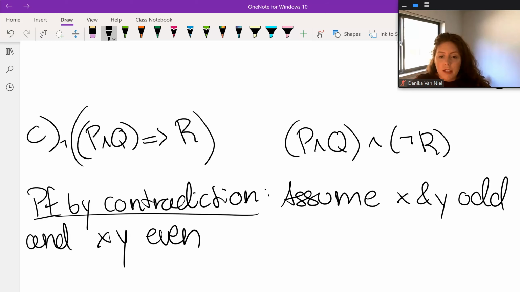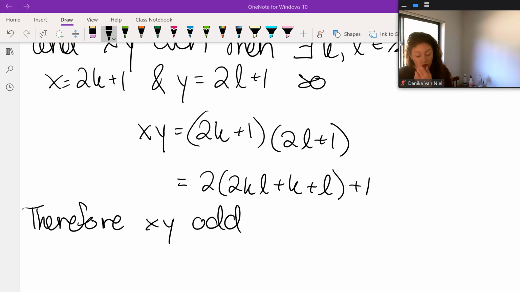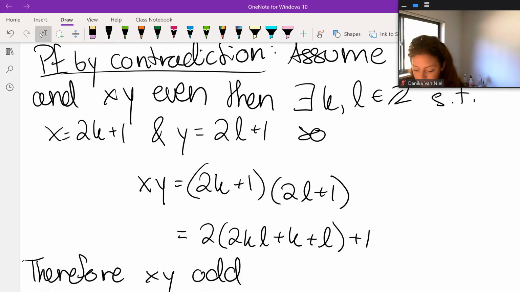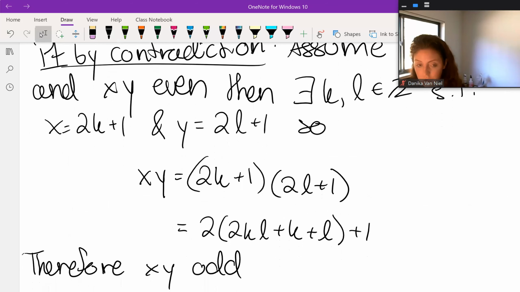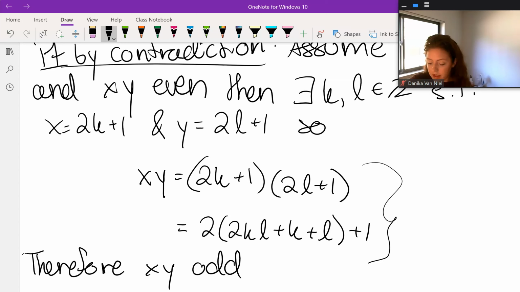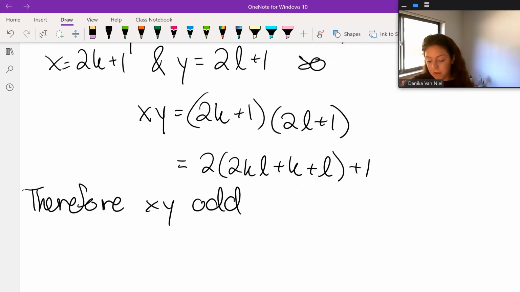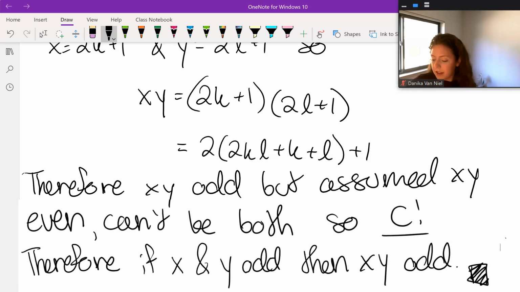Okay, so this, once again, is going to be kind of like the direct proof. Okay, so I just sped through some of it. So we're using our assumption that x and y are both odd. And so now I've shown through this that therefore x times y is odd. But what's the matter with that? Well, we assume that x times y is even, and you can't be both. Okay, there's my C with the exclamation point that I love.